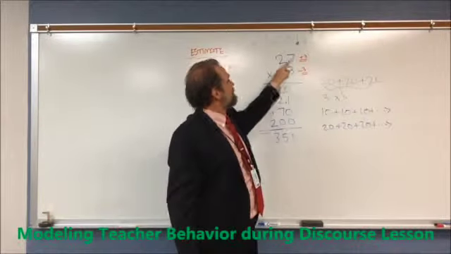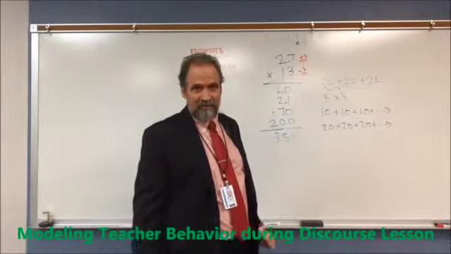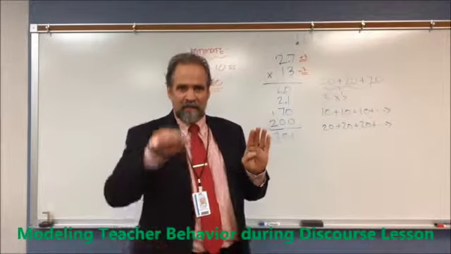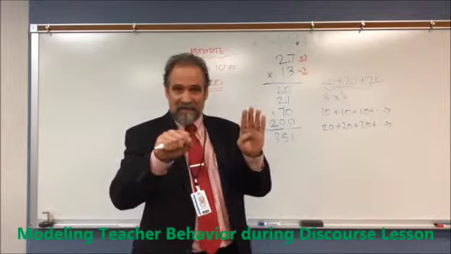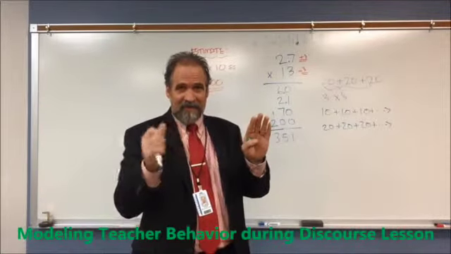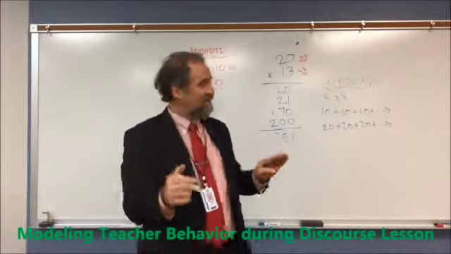So 10 times something less than 1 is going to be less than 10, because 10 times 1 is 10. 10 times a half is half of 10, right? 10 times 7/10 is 7/10 of 10.